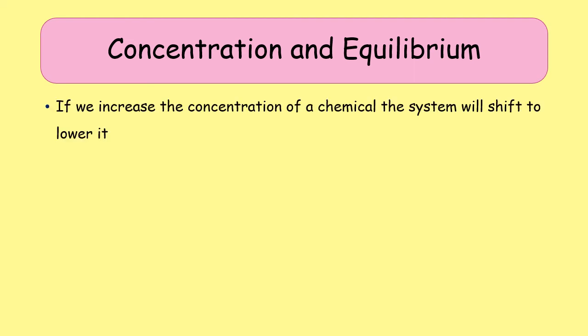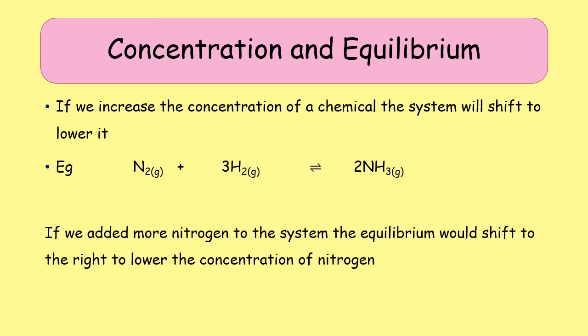If we increase the concentration of a chemical, the system will want to decrease the concentration of that chemical. Just always remember, equilibrium is undoing what we do to it. So if we have the Haber process, if we add more nitrogen to the system, that's us increasing its concentration. The system wants to decrease the concentration, so the way it's going to do that is by shifting equilibrium to the right to make more product.